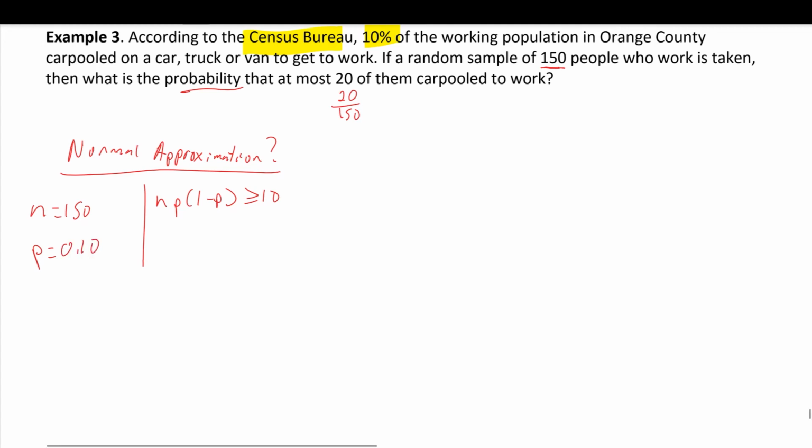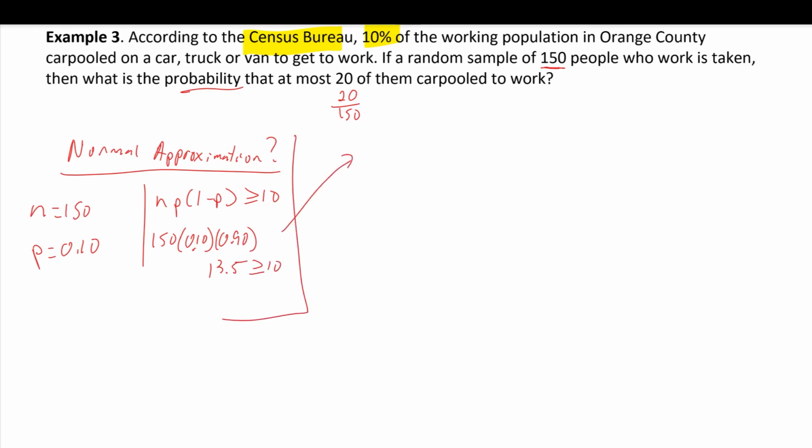Let's go ahead and put that into this formula. 150 times 0.10. What's the complement of 10%? 90%, so 0.9. If we calculate that, we just barely pass this test. We get 13.5, which is greater than 10. So that's all that's necessary. What does this tell us? It allows us to say that the sampling distribution of p hat is approximately normal.